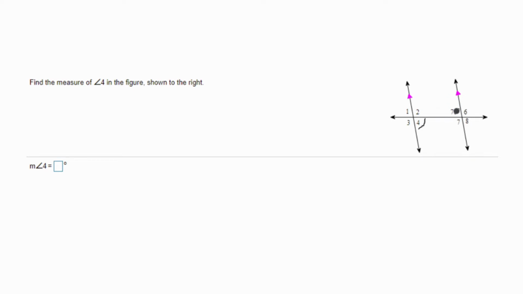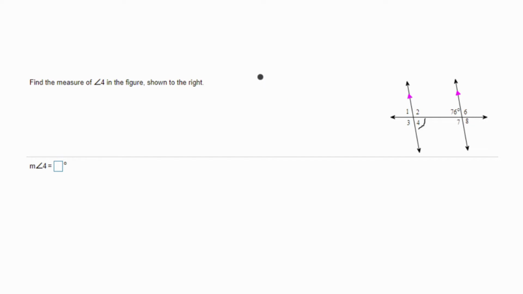Now you could say that corresponds to angle 1. Or you could say that these two are on the same side, on the inside, and so they add up to 180 degrees, and that's what we're going to do in this lesson. But you could also say this one corresponds to 5, and 5 and 4 are vertical, and those are the same. But instead we're going to do something different.